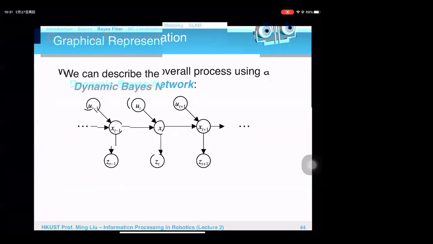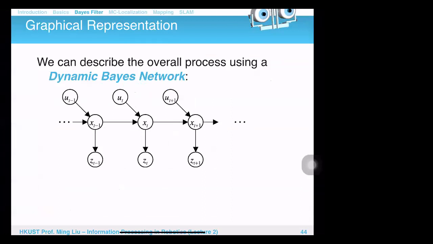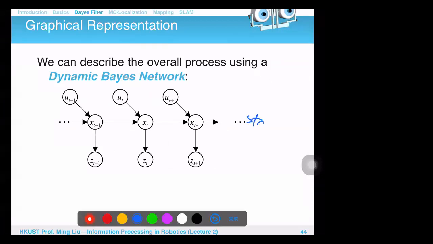So we were here. We have an overall process. The process is called a dynamic Bayes network. This is a dynamic Bayes network. You need to track the states, and you have some control, and you have some sensor reading as observations.